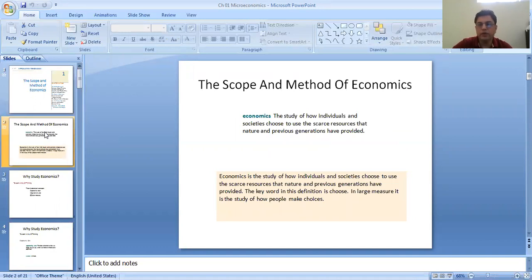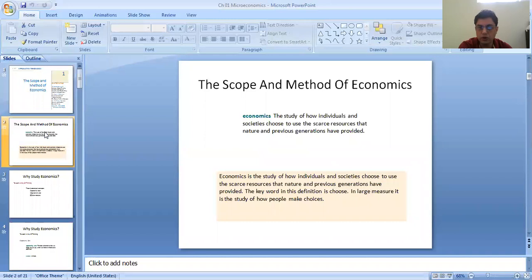Economics. First of all, we need to know what economics is. Economics is the study of how individuals and society choose to use the scarce resources that nature and previous generations have provided. What is a scarce resource? A scarce resource is one available in limited form. Limited means it will be finished. If we use more and more, it will be finished. That type of resource is called a scarce resource. A resource which is unlimited, which is not finished, is not called scarce.